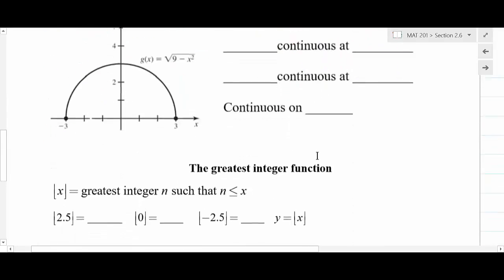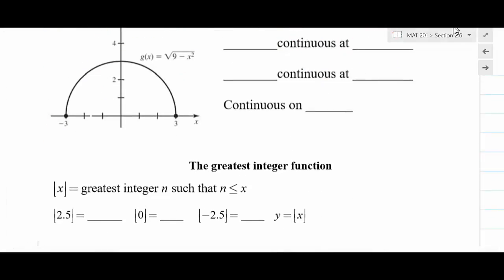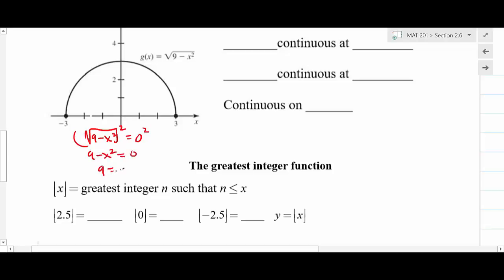Okay, the next example, we have a semicircle. And again, I want to reiterate, if you were finding an x-intercept, I did a similar problem a little while ago. If you set that equal to 0 and squared both sides, you would get 9 minus x squared equals 0. 9 equals x squared. So you'd end up getting plus or minus 3. So this graph has endpoints at negative 3 and 3 for that reason. Basically the domain of this function falls between negative 3 and 3.